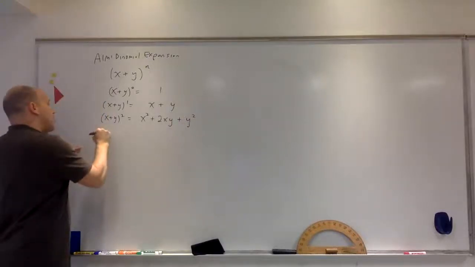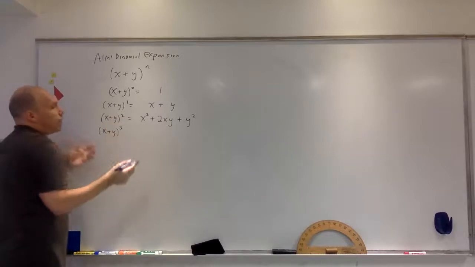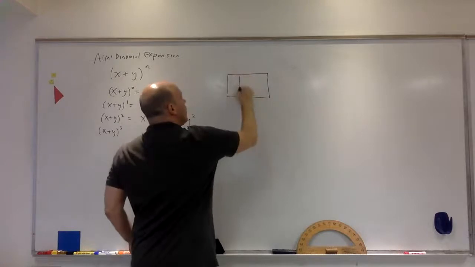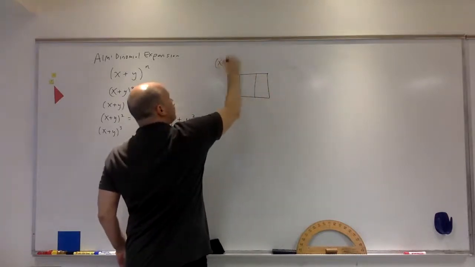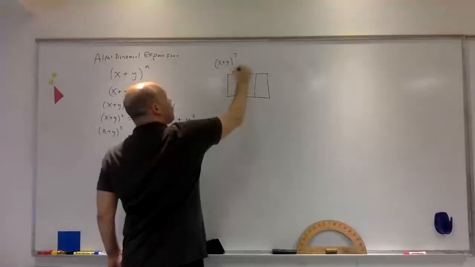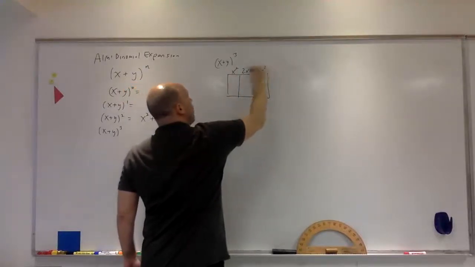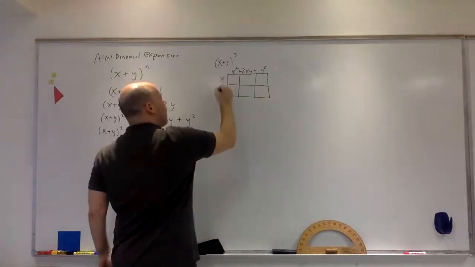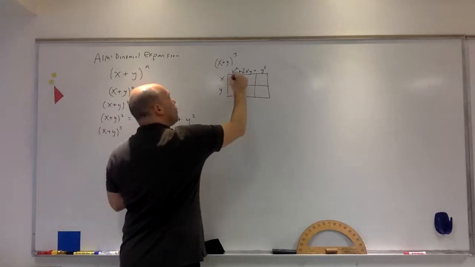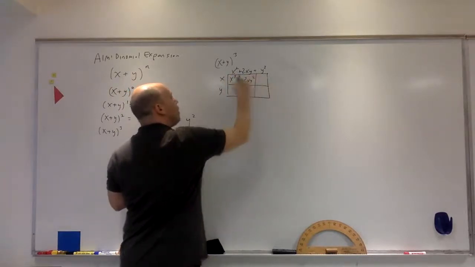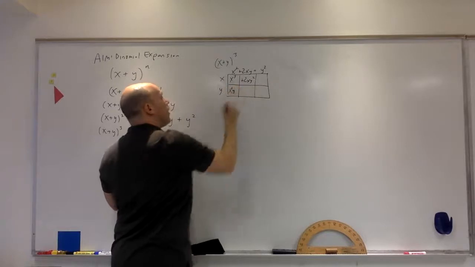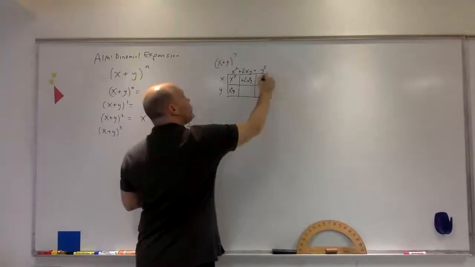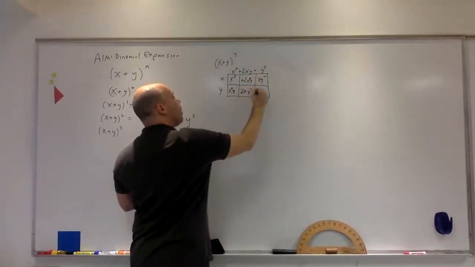Let's expand this to x plus y to the third. On the side, and I'm going to write this and erase it, I like the square method. So basically, if I'm doing x plus y to the third, I'm going to multiply x squared plus 2xy plus y squared. And then over here, like an Excel spreadsheet, I'm going to multiply that by another x plus y. I have x cubed plus 2x squared y plus xy squared, I'm sorry, this is 2x squared y. Xy squared, 2xy squared, y cubed.